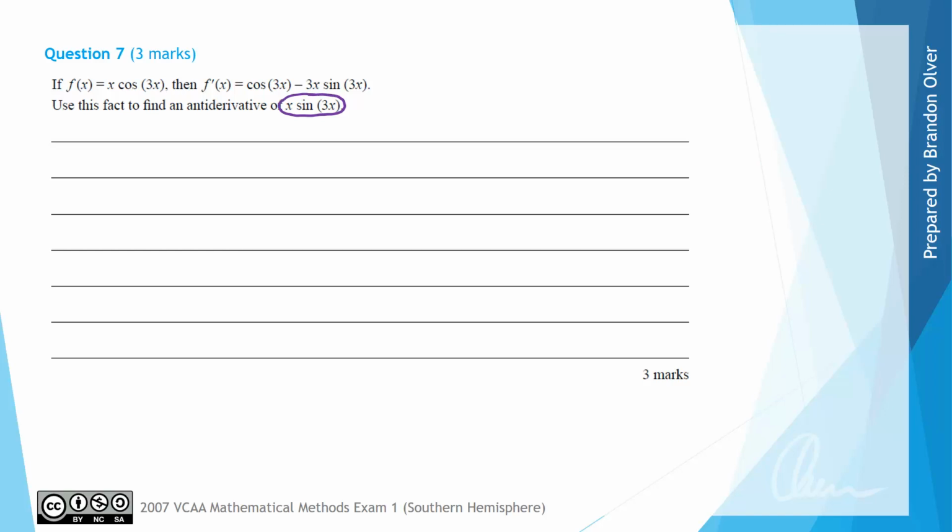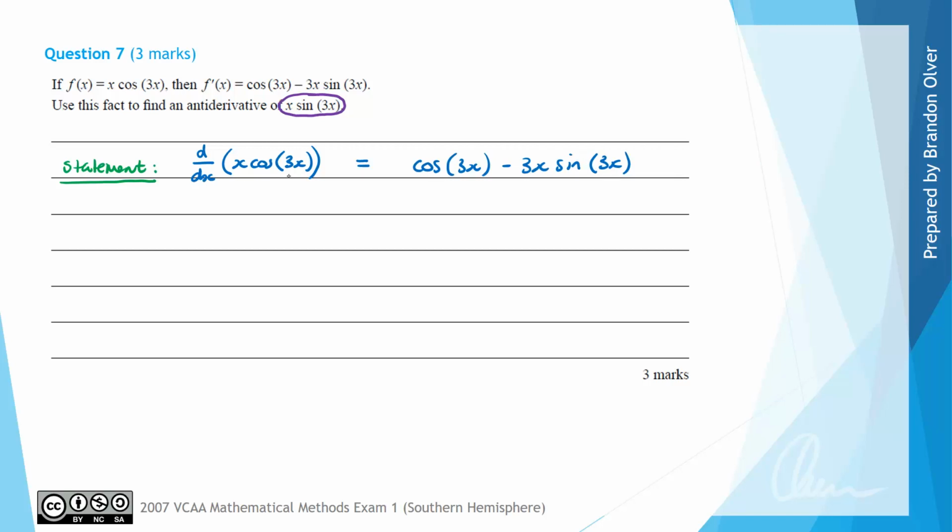So when tackling these problems, I like to start with a statement. And in that statement, I also like to use the following notation. So we're going to say that d/dx of x times cos of 3x, so the derivative of f, which is f dashed of x, is going to equal cos of 3x minus 3x sine of 3x.